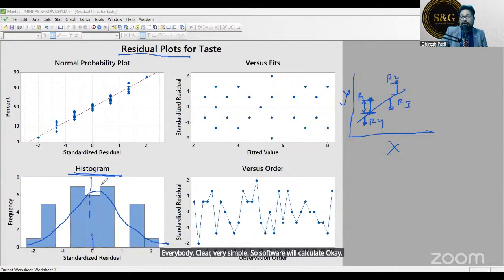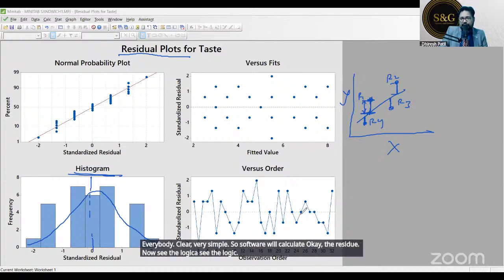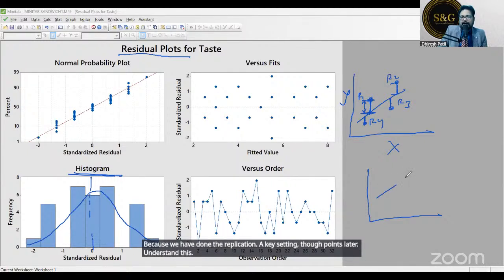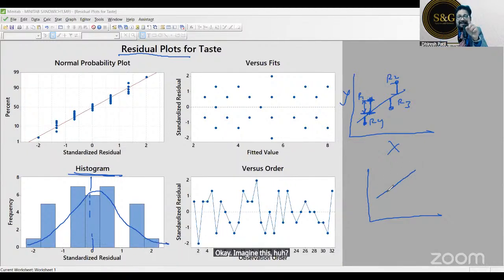Now see the logic. Imagine, where does this residual come from? Because we have done the replication, we took 2 points for the same setting. We took 2 runs. Now it is expected that one run and the second run will be very close to the center and very close to each other.